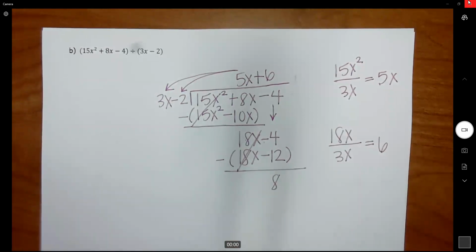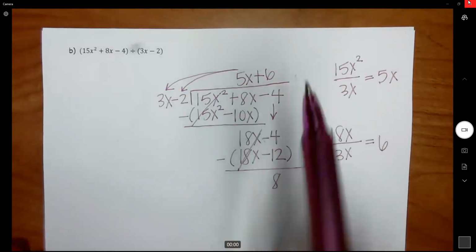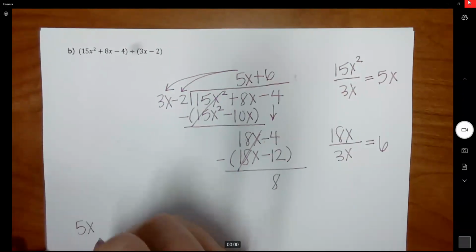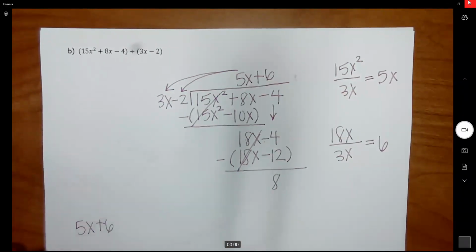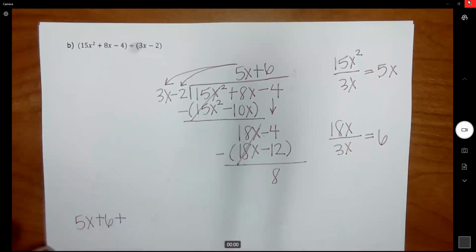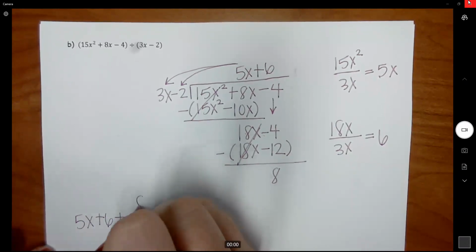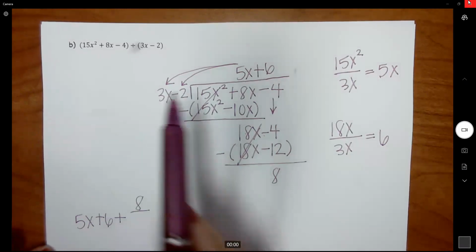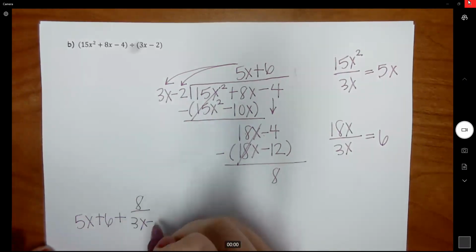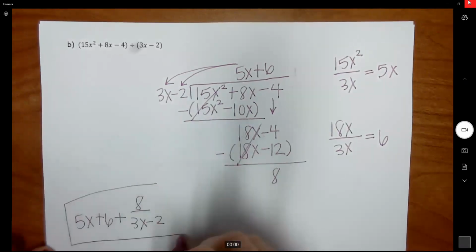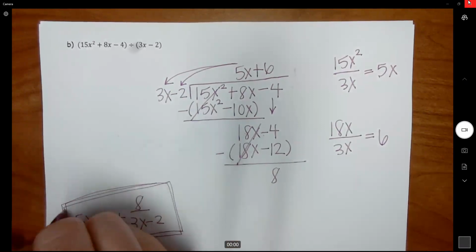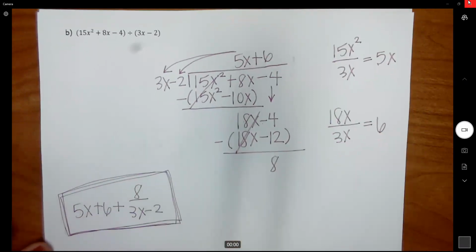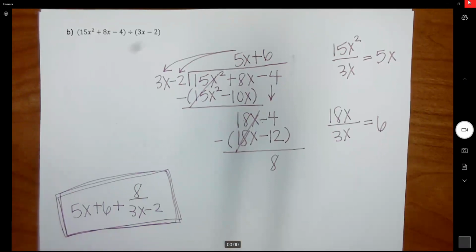So my final answer is my quotient, which is 5x plus 6, plus my remainder, which is 8, over my divisor, which is 3x minus 2. If you feel like you understand this pretty well, I would suggest you pause and attempt part C on your own.